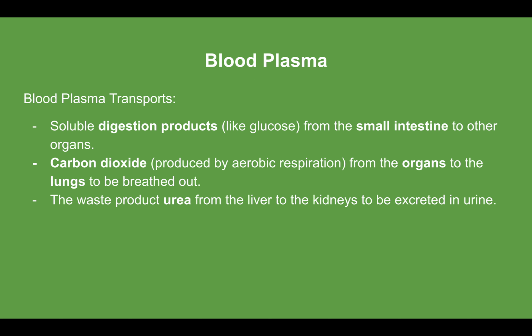Right, so the blood plasma transports soluble digestion products like glucose from the small intestine to other organs. Carbon dioxide, which is produced by aerobic respiration, is carried from the organs to the lungs to be exhaled or breathed out, and the waste product known as urea is carried from the liver to the kidneys, which is then excreted in the urine.